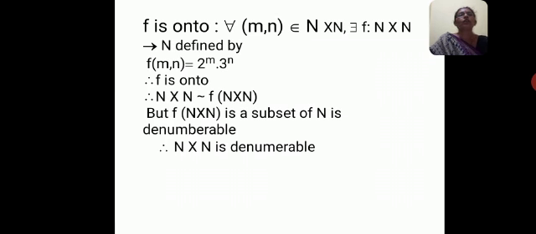f is onto. For every (m, n) belongs to N cross N, there exists the function f from N cross N to capital N defined by f of (m, n) equal to 2 to the power m into 3 to the power n. Therefore, f is onto. Therefore, N cross N is equivalent to f of N cross N. But f of N cross N is a subset of N, which is denumerable. Therefore, N cross N is denumerable.